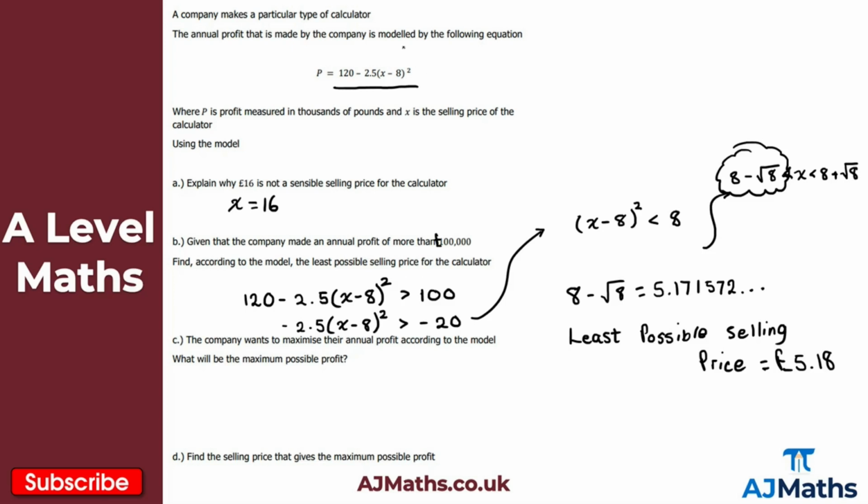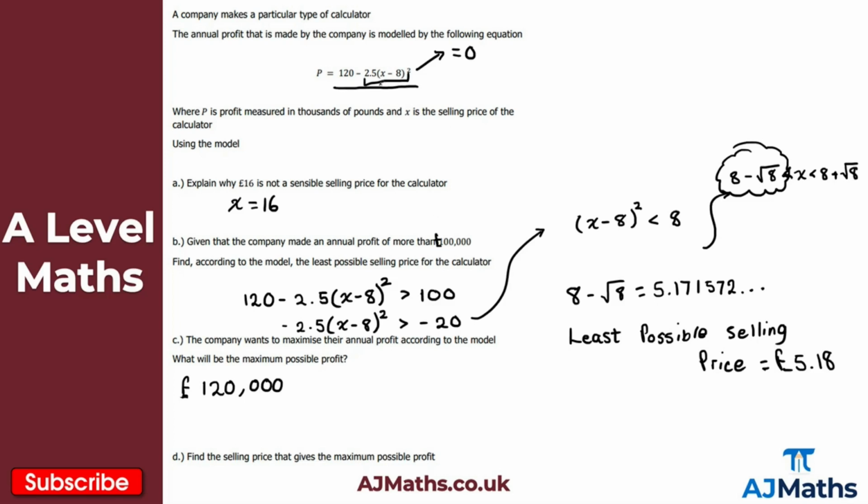How would I actually get the maximum profit here? Well, the maximum profit would come from when this part is equal to 0. If we can set this equal to 0, we do 120 minus 0, which would give me a maximum possible profit of £120,000. So the maximum possible profit is £120,000. That's the maximum possible profit. And then in part D, we're asked to find the selling price that gives the maximum possible profit. So part C and D basically go together.